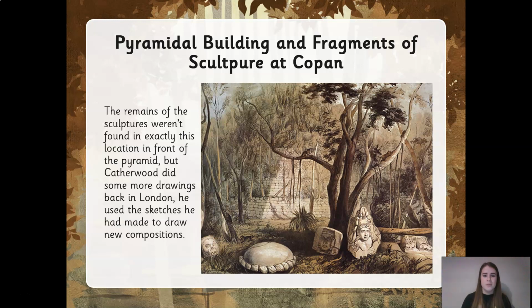Okay, so that would make that more of a secondary source because he's relying on his memory of what they looked like, but equally they weren't recorded as being found in the location where he said they were.